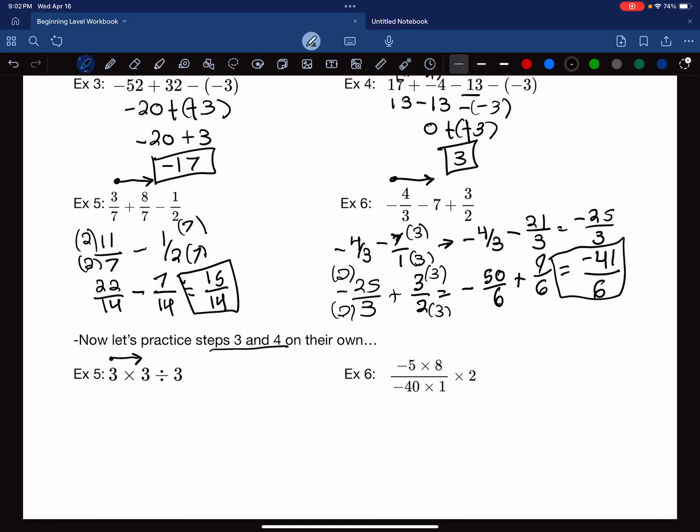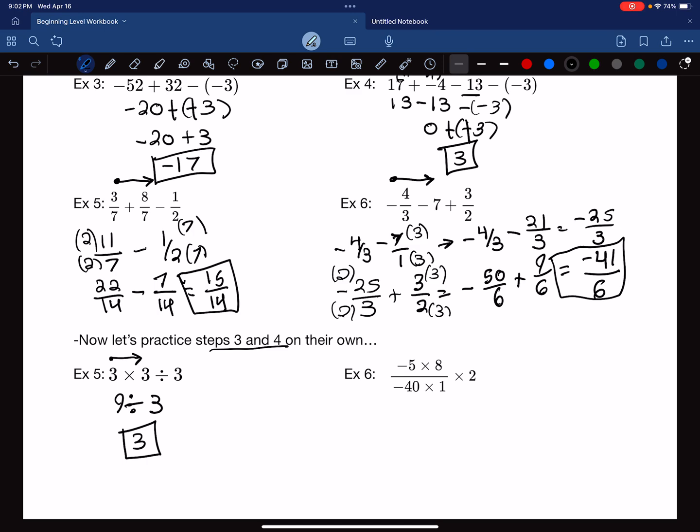So let's move left to right with this one. We have 3 times 3 divided by 3. We're first going to do 3 times 3, and 3 times 3 is 9. Then we're going to divide by 3, and 9 divided by 3 is 3. And then, for example 6, I encourage you to pause the video and work on your own. This one is a little bit more tricky, but it's not too bad. So let's work through it.